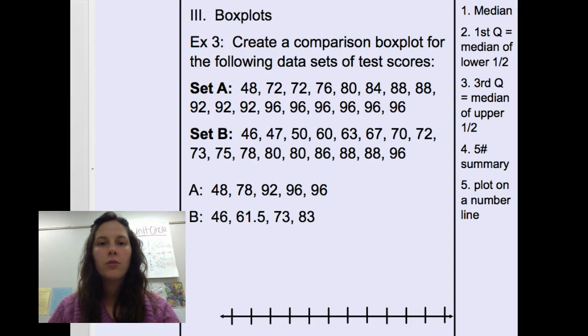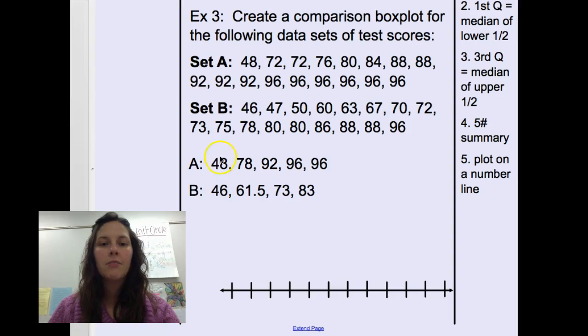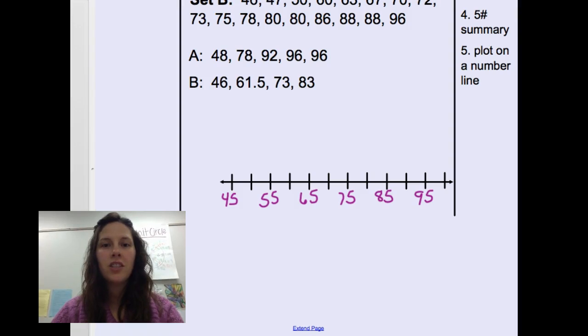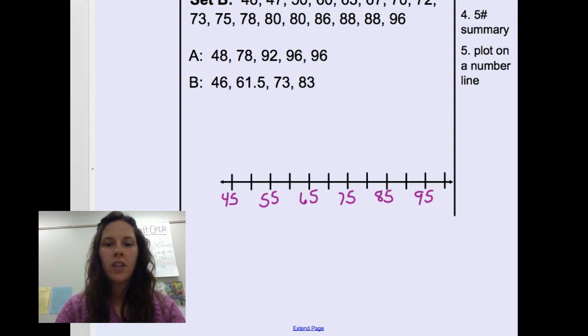So I am going to label my number line down here. I notice that the smallest minimum value is 46 and the biggest maximum value is 96. So my number line needs to go from 46 to 96. Next, I'm going to put each set of data on the number line. I'm going to put a dot for each of the 5 values, and then I'll create my box plot. So I'm going to do set A on the top. So I'm going to go a little higher for that one.